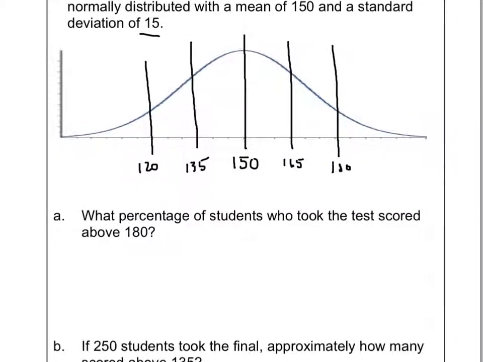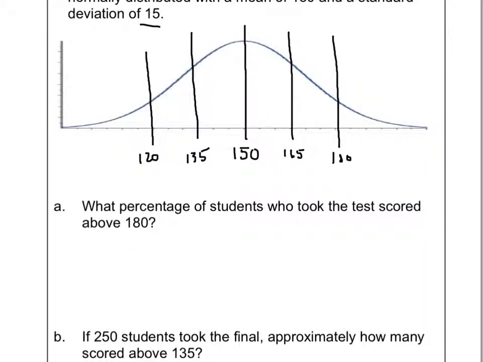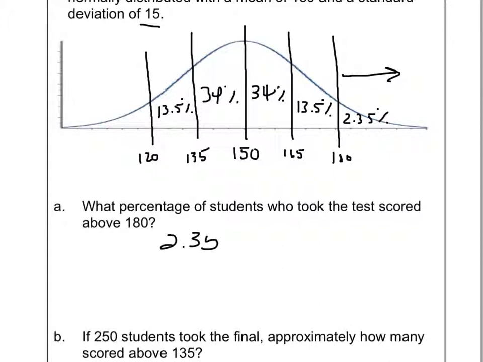It says, what percentage of students who took the test scored above 180? So you look at your normal curve, you're looking above 180, so I'm looking to the right of 180. Well, again, this is 34% on both sides. This is 13.5% here and 13.5% here. And then outside of that is 2.35%. Well, for students who are above 180, that's going to be 2.35% of the students. You look at your chart, greater than 180 is here and to the right. Okay? And that's what we'll be able to do.